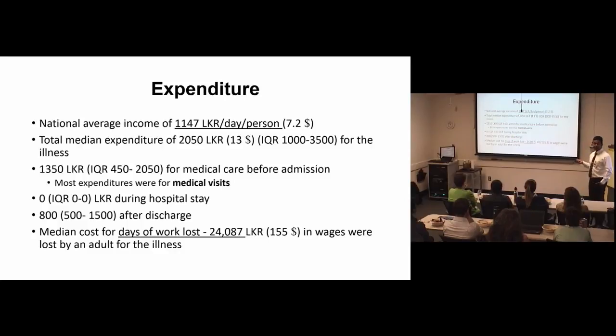And after getting admitted, the healthcare is free, so you don't have to spend a penny on that. And thereafter, you have to spend like 800 rupees after discharge as well. So most of the expenditure comes from before admission, maybe because they are seeing the general practitioners very frequently. And when you calculate the median cost of days of work lost, which is a very high figure, 24,000 roughly is $155 in wages were lost by an adult by illness. So we are losing a lot of productivity because of dengue, especially in the post-discharge phase.